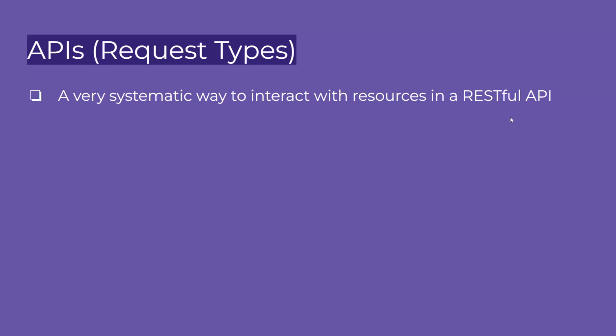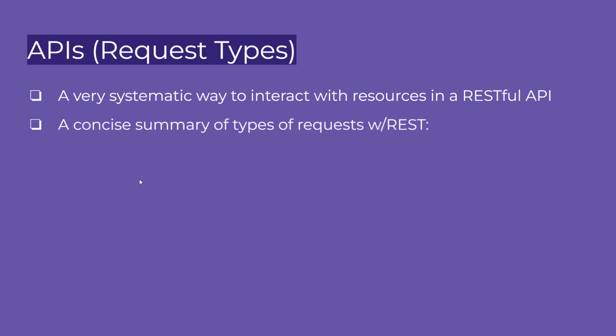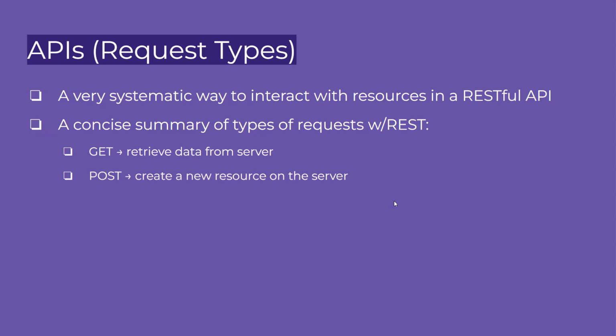So RESTful APIs, or APIs that have been built using this REST architecture, will have these methods here. And so here is a concise summary of the types of requests that we can expect to want to use with an API that has been built using REST. And so again, one of them is going to be called GET. So it's a GET request. It's a type of request we can send just to retrieve data from the server. We have POST. So POST is when we want to create a new resource on the server.